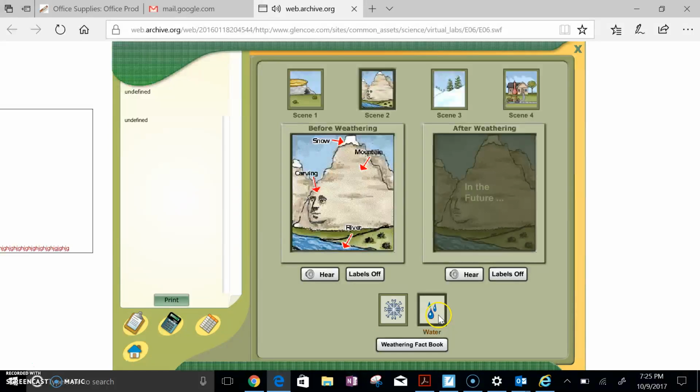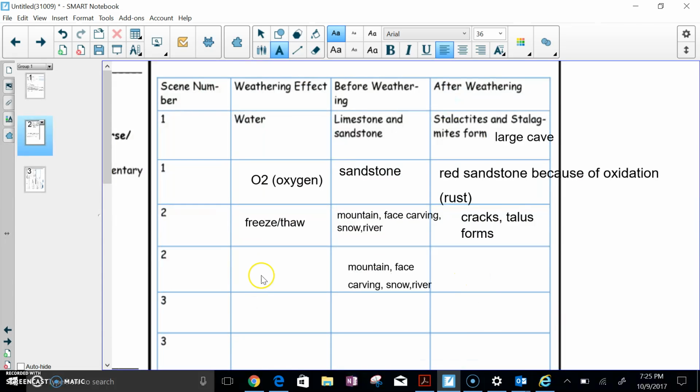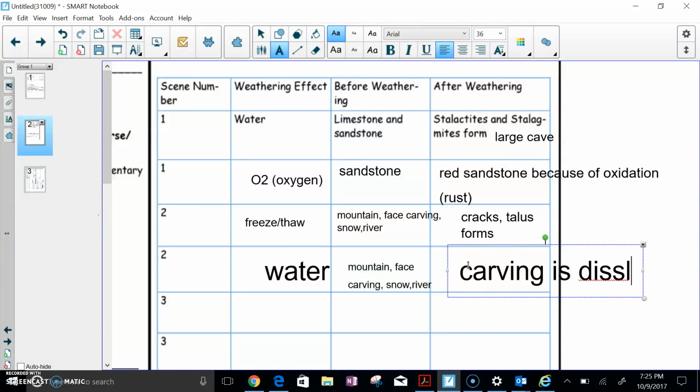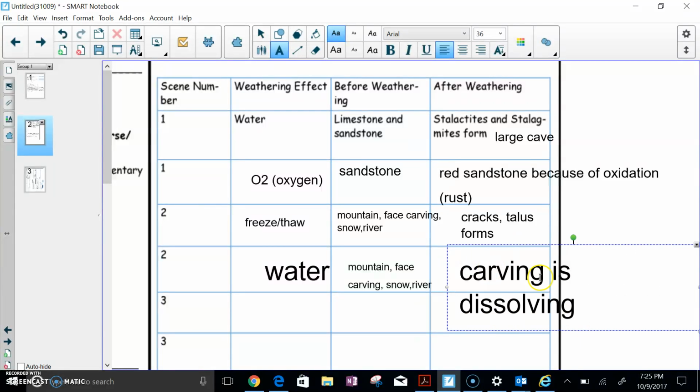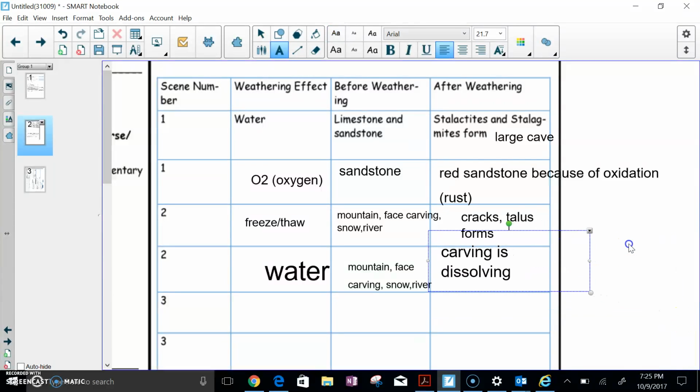Alright, so we have water. So water, see how the face is starting to disappear? That's because the water is dissolving the minerals. Okay, so we have a dissolved carving. So the carving is dissolving. Okay, so the water is like washing it away by dissolving the salts and minerals that make up that rock. All right, let's go to scene 3 now.